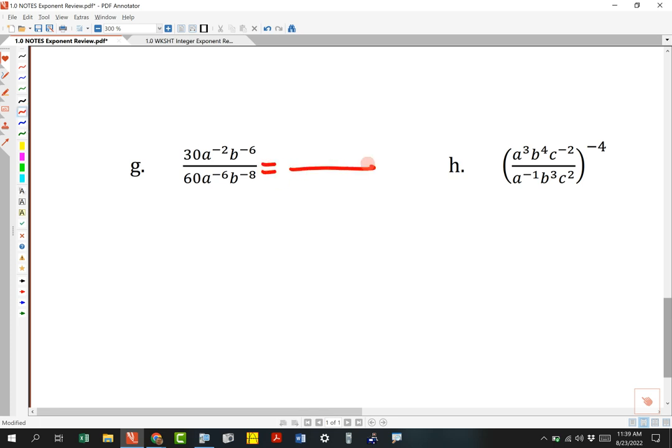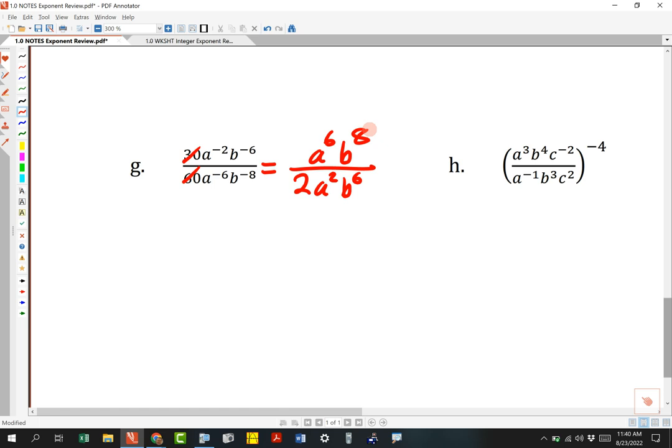Okay. Here's how I do it. Numbers, take care of those immediately. 30 over 60, I'm going to put a 2, it's on the bottom. I'm going to wait and see if I need to put a 1 on the top. I don't like the negative exponent, I'm going to move the a squared to the bottom. I don't like the negative exponent, I'm going to move the a to the 6th on the top. I don't like the negative exponent, I'm going to put the b to the 6th on the bottom, and I don't like that negative exponent, I'm going to put b to the 8th on the top.